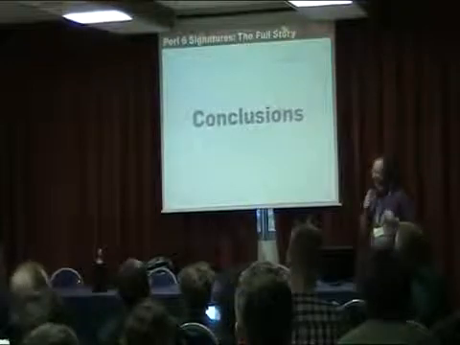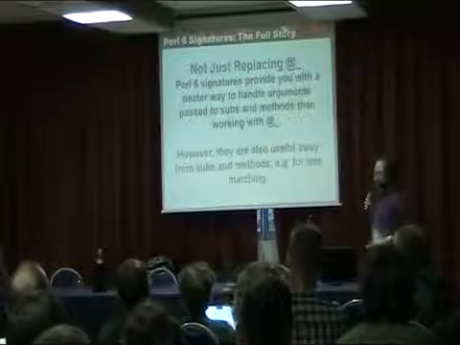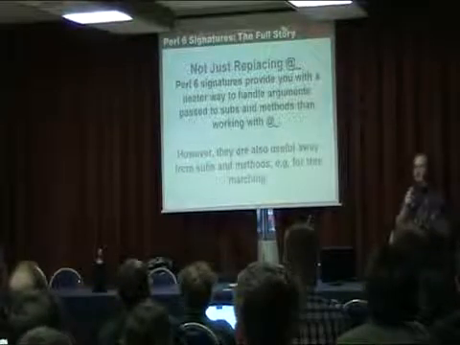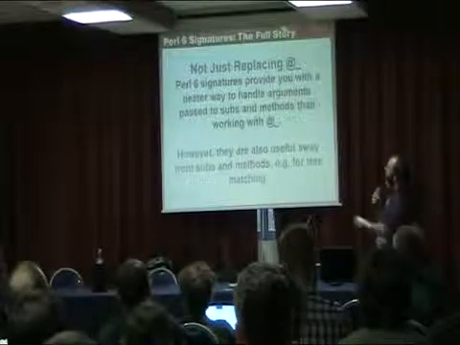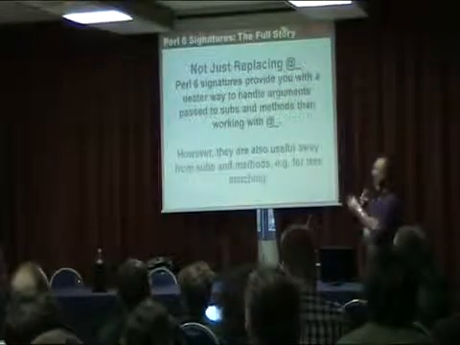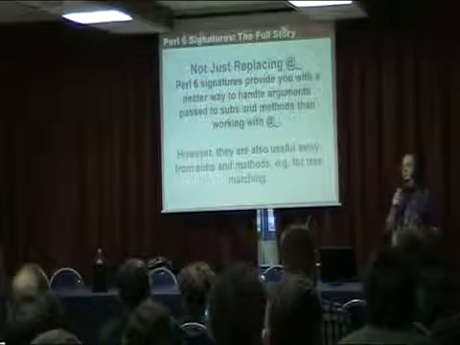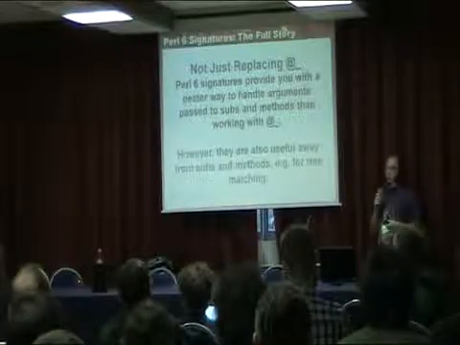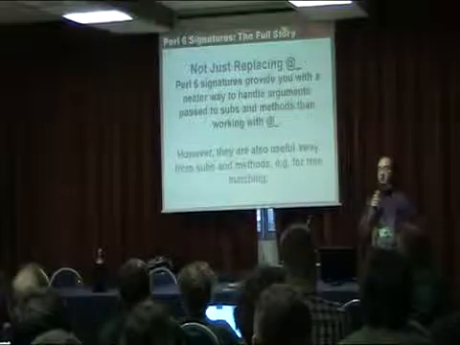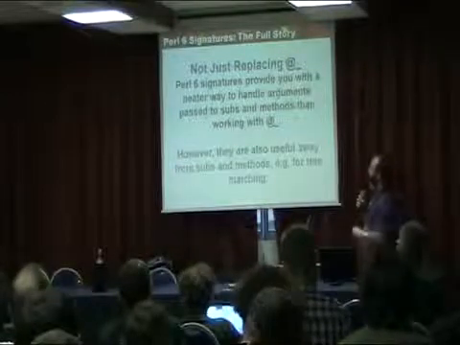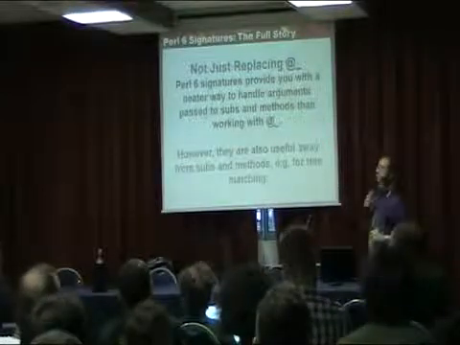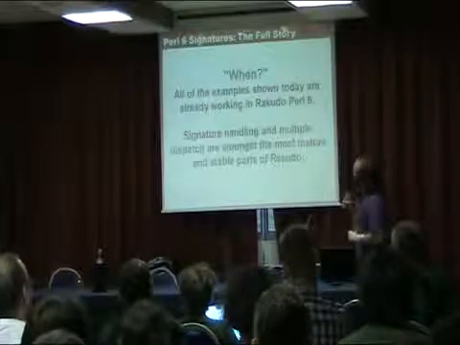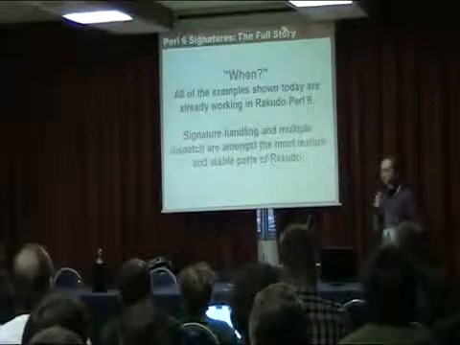So some conclusions. In a sense, yes, Perl 6 signatures just replace your usage of @_. But actually that's just the start of what they do. You can use them for unpacking data structures, you can use them for tree matching, and all kinds of things beyond just having them as signatures. When can you do all of this? In Rakudo Star.